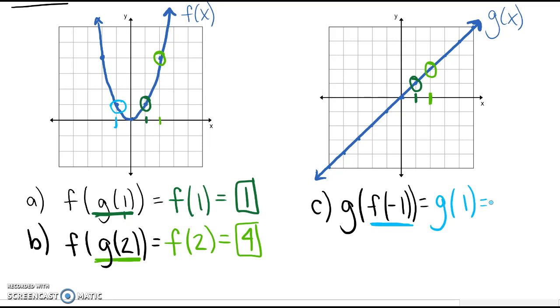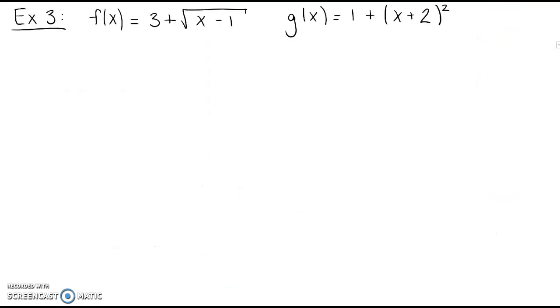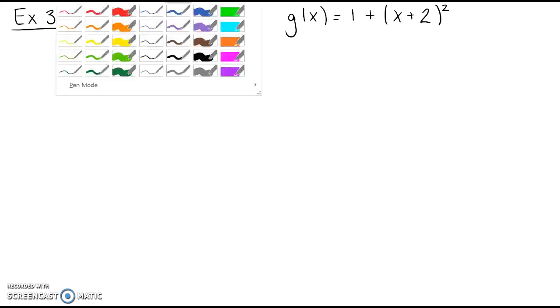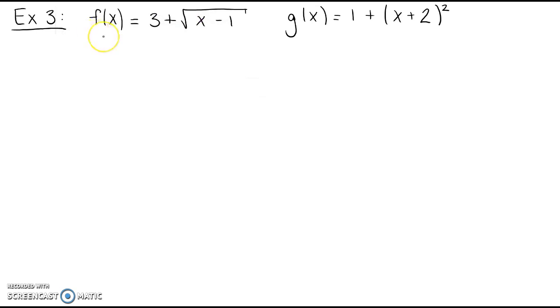Now we look at the g of x function. When x is 1, y is also 1. So our final answer is 1. Pretty straightforward. Third example I could give you is slightly different. So example 3, something I could do is give you two equations. We first have f of x being 3 plus the square root of x minus 1, and g of x being 1 plus x plus 2 squared. So this is going to require a bit more algebra.